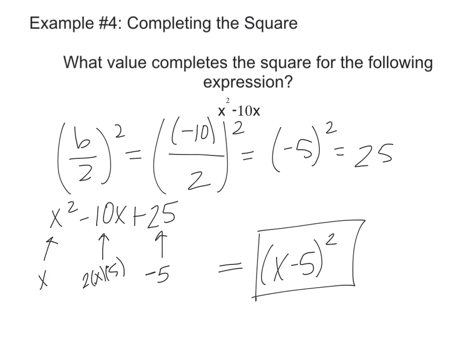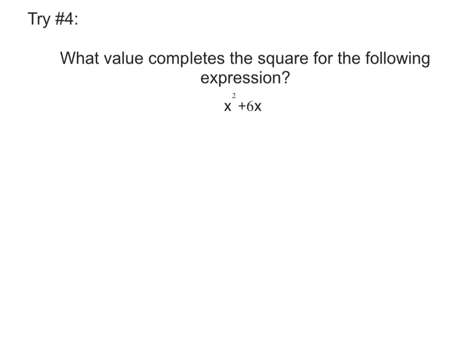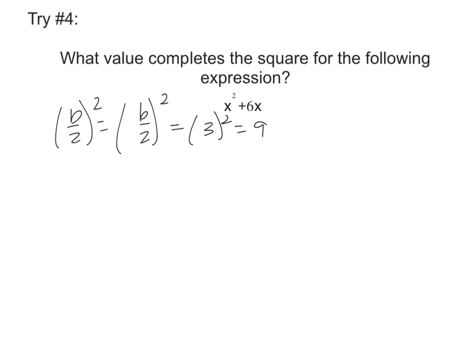All right, let's try that again with the next one. In try 4, it says what value completes the square for the following expression? So again, it's b over 2 and then squared. In this case, our b is 6 over 2, and then we need to square that answer. So 6 over 2 is 3. And 3 squared is 9. So that's what's going to complete our square.